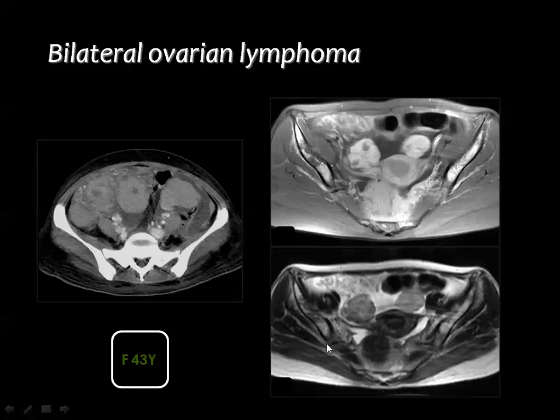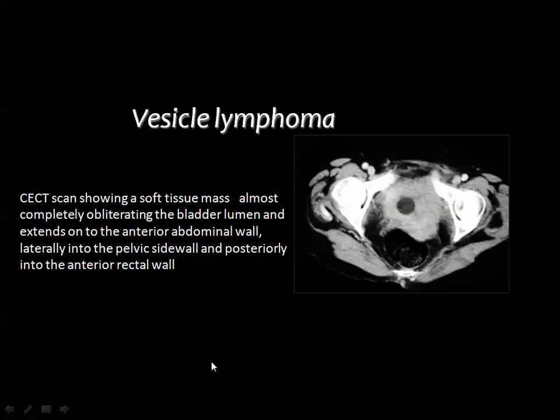And this is a proved case of bilateral ovarian lymphoma by CT. You see two masses in both ovaries. The masses are solid. They are almost homogeneous apart from these necrotic areas. And this is the T2 weighted image. You see the two ovarian masses. And then the T1 post contrast with fat suppression. You can see the enhancement. This is almost similar to the Krukenberg metastatic ovarian tumors.